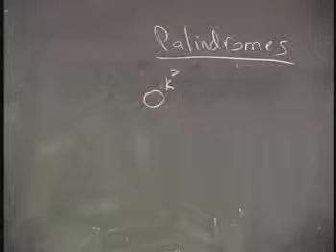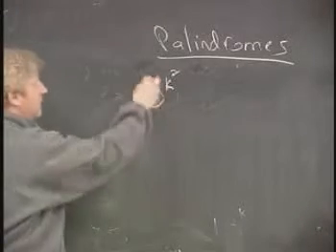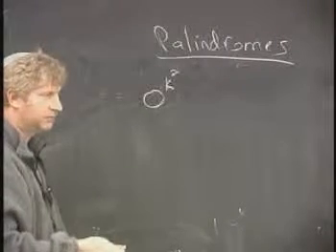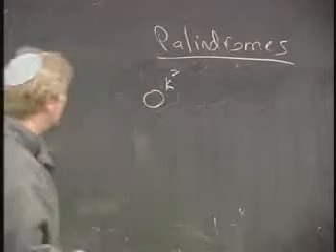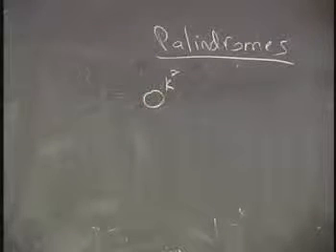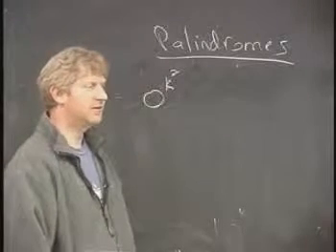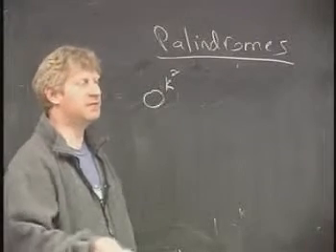How does it include the empty string? Because the k could be 0. So 0 to the 0 means no copies of 0. Okay, so that's the empty string. Isn't something to the 0 equal to 1? If it's in numbers, something to the 0 is 1.